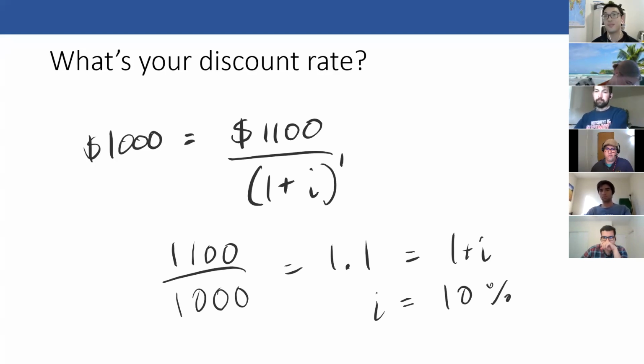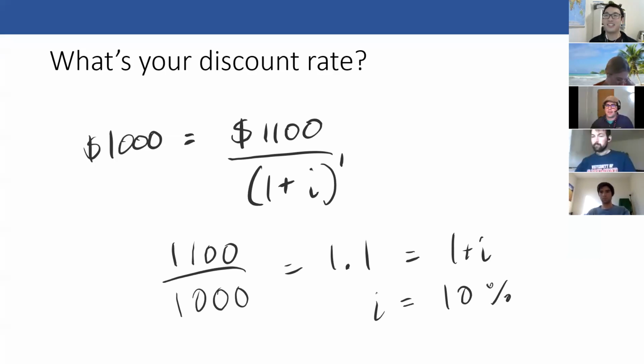If it were $1,000,000 versus $1,100,000, maybe the discount rate would be lower. And he would say, I'd be willing to take $1,020,000 instead of $1,100,000 in the next year. So context really does matter for these types of things.